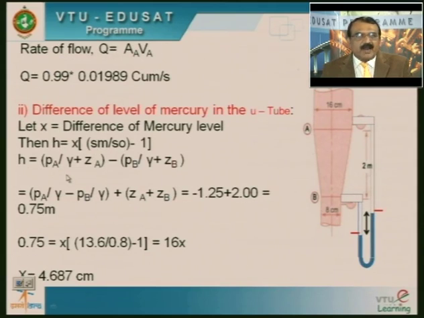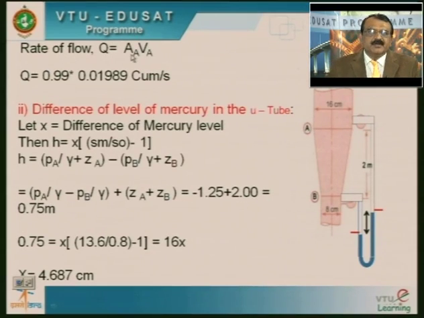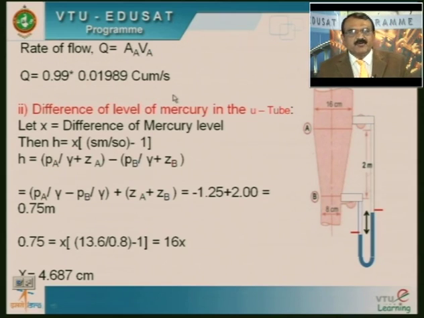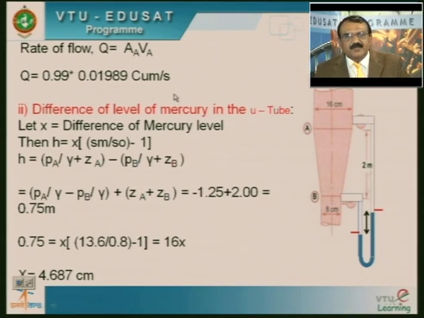Then you know the velocity. Now how to find the rate of flow or the discharge? Discharge is given by again the continuity equation, AA into VA. Just now you calculated the value of VA, and you know the cross sectional area at A, which you calculated at the beginning of the problem. If you multiply these two, you are going to get Q. So Q is equal to VA into AA, and you get the discharge in meter cube per second. This is about the first step of the problem.